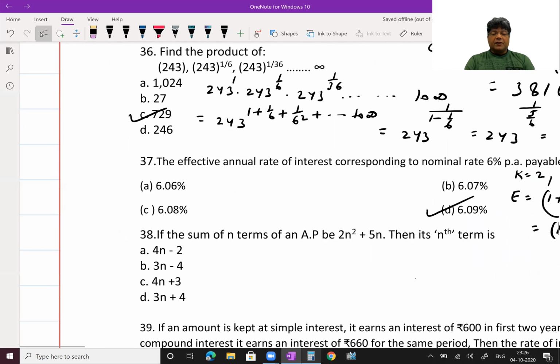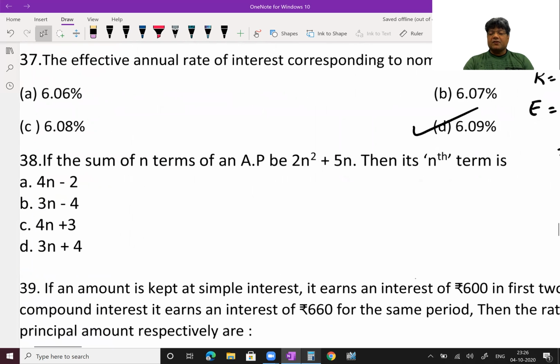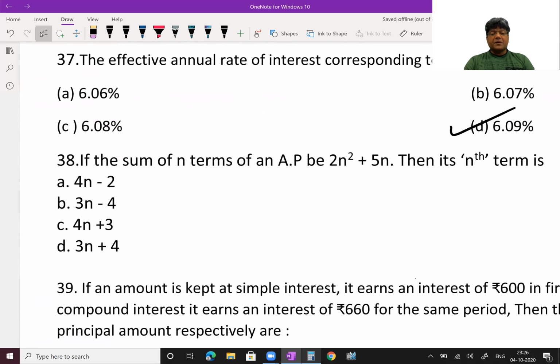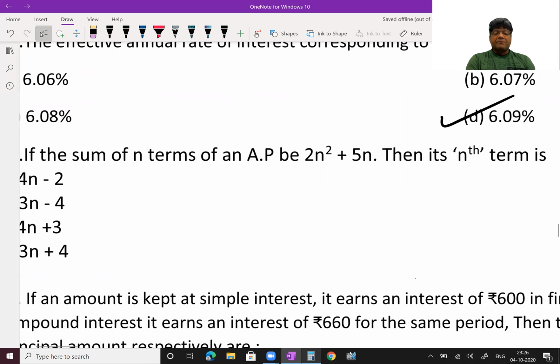6.09, yeah. Now, if the sum of n terms of an AP is 2n square plus 5n, then its nth term is, right? You can do this question by option hitting also. You can do by substitution method, but I will show you the traditional method, the original method. And this question I did in class video also. So this same question you are doing here, second or third time, I think. If not same, it's exactly same type.